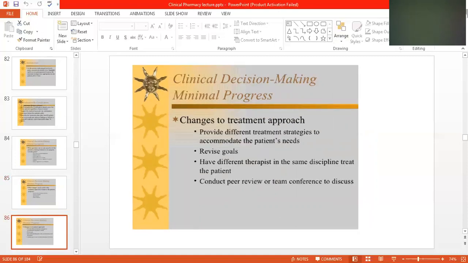If you need, then you can change the treatment approach, provide different treatment strategies to accommodate the patient's needs, revise goals. You can change the goals, revise the goals, improve the goals, have a different therapist in the same discipline treat the patient. Means if he's seeing a pulmonologist, you can change the pulmonologist. If he's seeing a cardiologist, you can change the patient's cardiologist. Means you can change the staff, you can change the doctor, you can even change the pharmacist. Conduct your review or team conference to discuss. So these are very, very important.